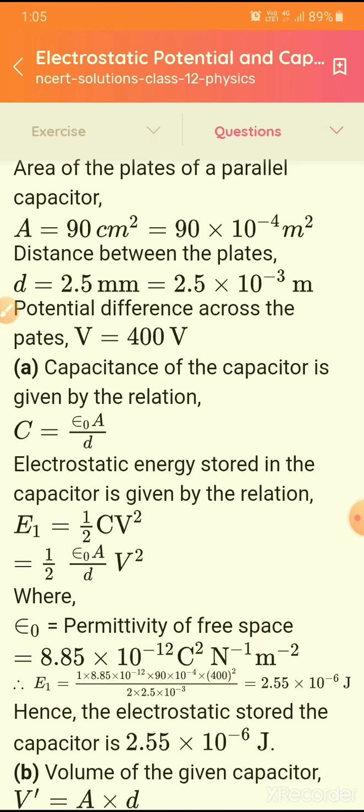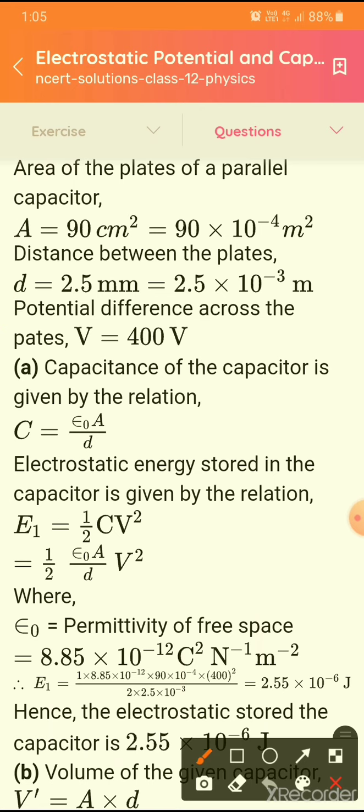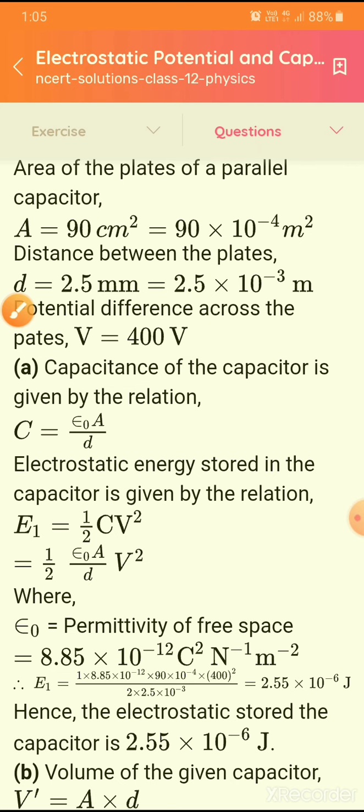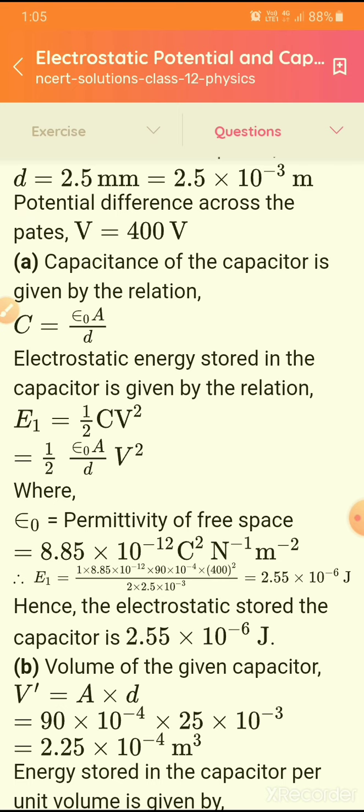The first question asked is, first we are going to find out the capacitance. Capacitance formula: C is equal to epsilon naught A divided by D. And the electrostatic energy, U1, formula will be half CV squared. Already we know the C value from this formula, so we can substitute C as epsilon naught A divided by D into V squared. Here the epsilon naught is the permittivity of free space. The value will be 8.85 into 10 to the power of minus 12 coulomb square, Newton inverse, meter inverse squared.